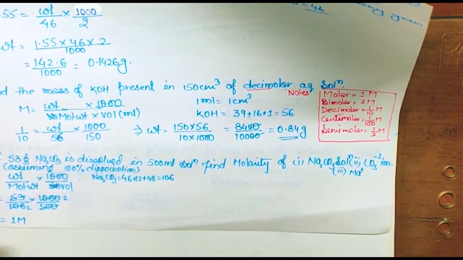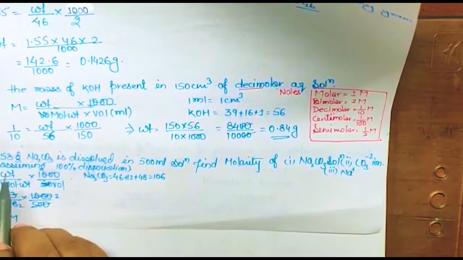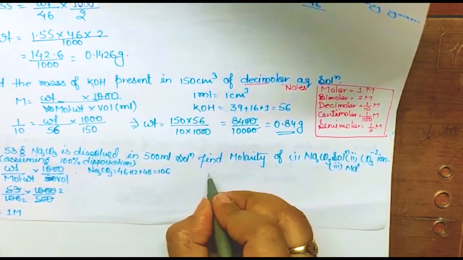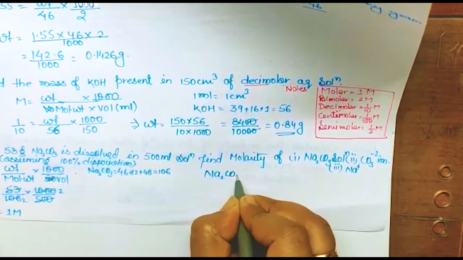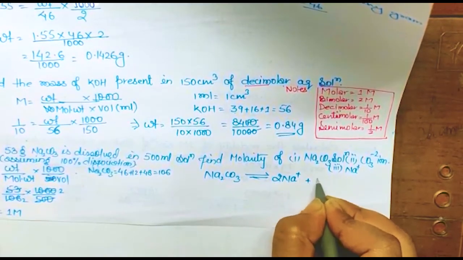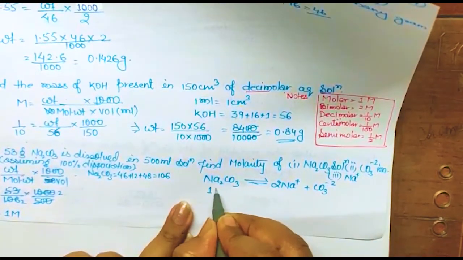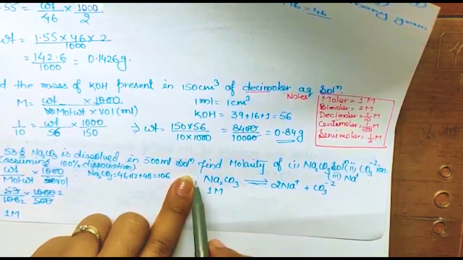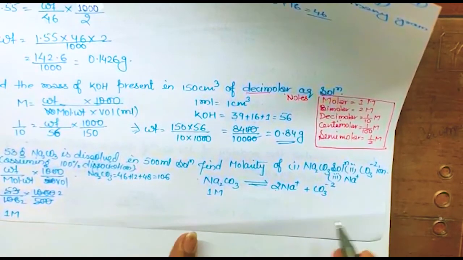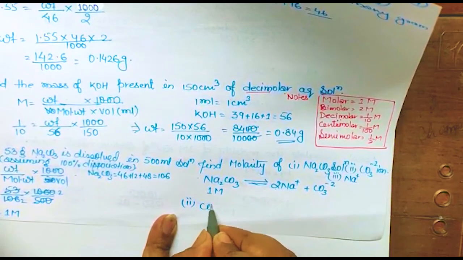Any doubt in this? Now, see, the ions' molarity is asked. Here it is written: assuming 100% dissociation. So what you will do is first dissociate the ions. Na2CO3, if it dissociates, will give 2Na plus and CO3 minus 2, isn't it? So if this is 1 molar, for 1 mole we get 2 moles of Na plus. Now the second answer is CO3 minus 2.